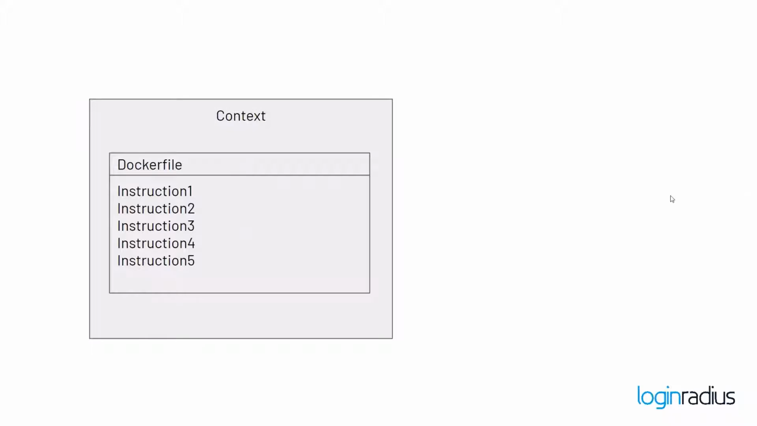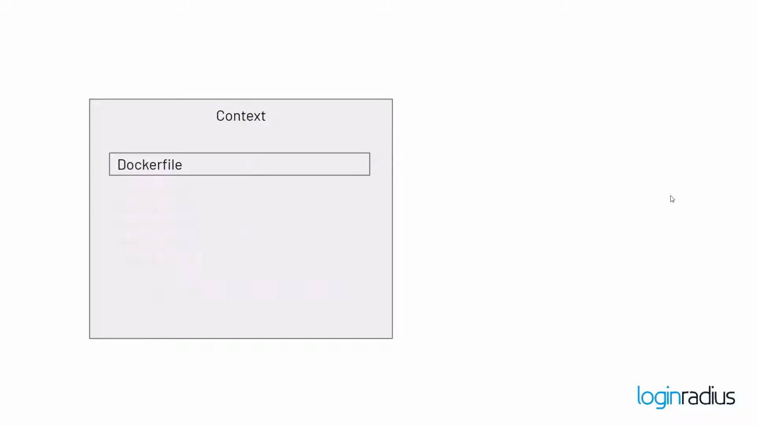So we have already written a Dockerfile with a few instructions in it, and this Dockerfile is not alone there. It has got company. It has got more files in the context, in the directory. So we pick this Dockerfile, we present it to the Docker CLI, and we issue commands like docker build, and this gives us an image.